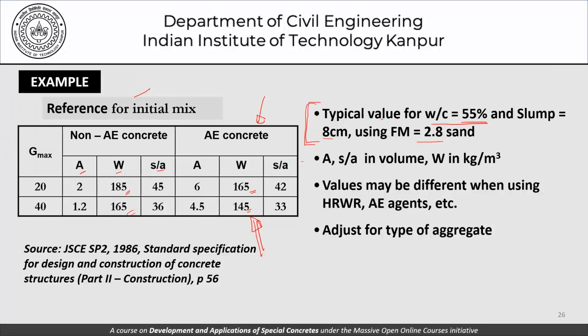Air, S by A are in volume, water is in terms of kgs per cubic meter, and values may be different when using high range water reducers, AE agents and so on, and we need to adjust a little bit for the type of aggregate. The idea being that when I said that you need to do some trial batches, the trial batches are always difficult to get started with. So this kind of a table for this kind of a standard concrete helps us getting started.